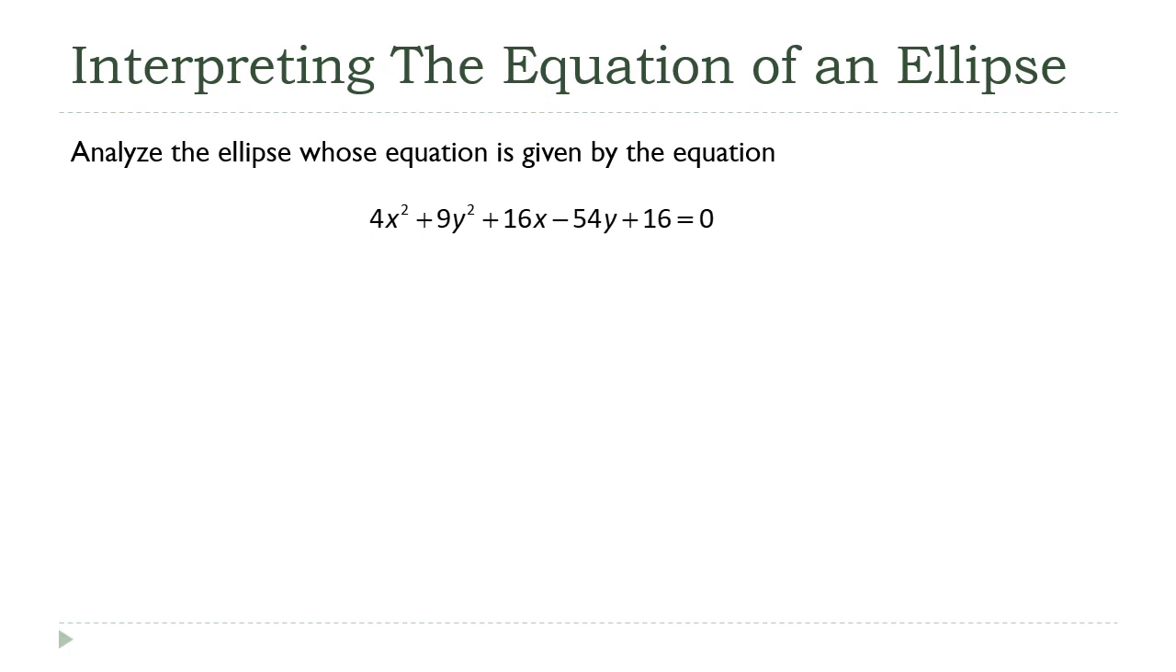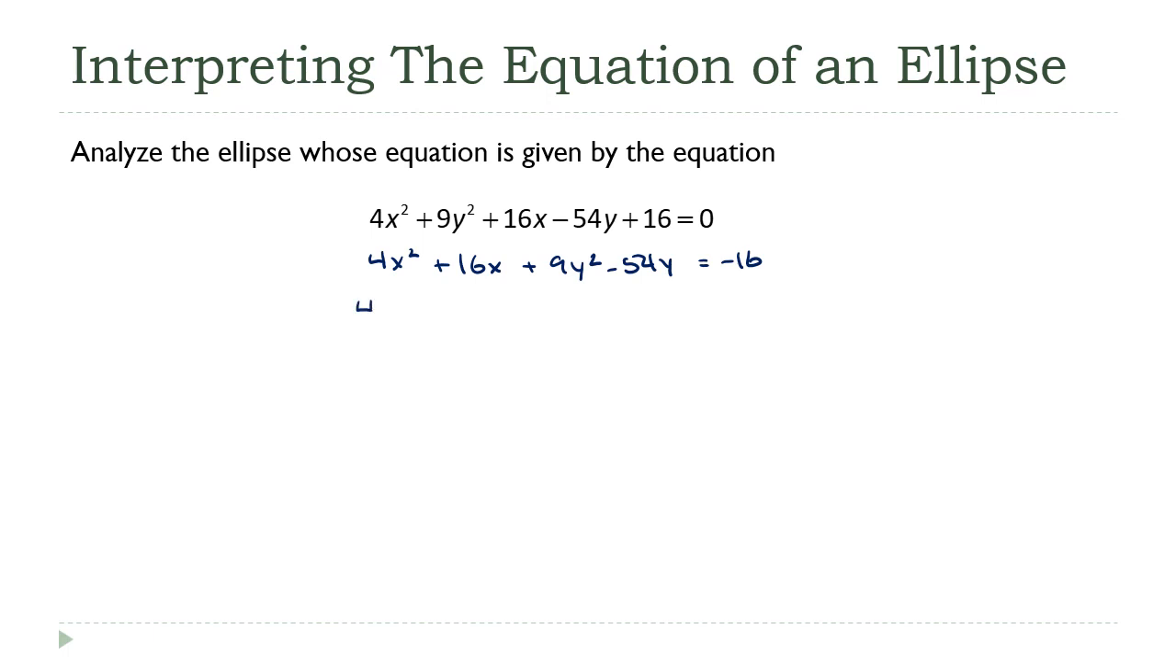So I want to do the same thing with this equation, but this one isn't in that nice factored form where I can just grab the a squared and b squared. But that's okay. We can get it there, and we're going to do something very similar to what we did when we were working with the equation of a circle. First, I'm going to group the x and y parts together. So I'll do 4x squared plus 16x plus 9y squared minus 54y equals -16.